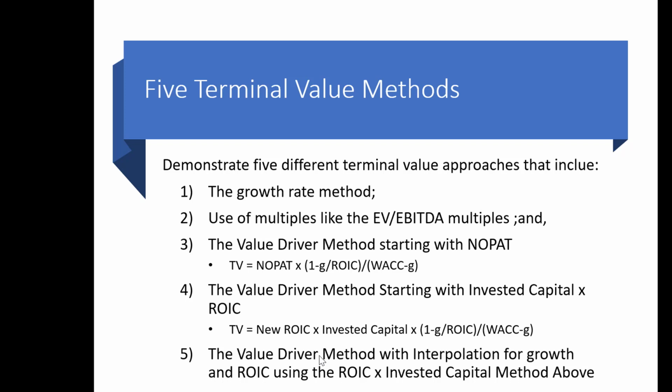Okay. So I call this the growth rate method instead of the Gordon's model. And then we'll talk for a minute about using EV to EBITDA multiples. And then we'll talk much, much more about 3 different ways to apply this 1 minus G over RSC divided by WACC minus G. And this one directly or indirectly incorporates your estimate of the return on invested capital, which seems to be a big improvement over the growth rate method.